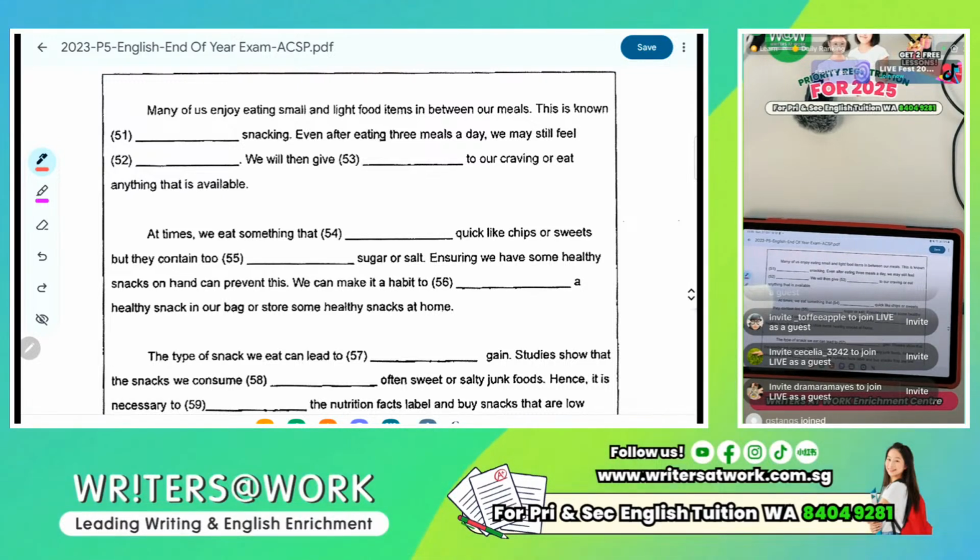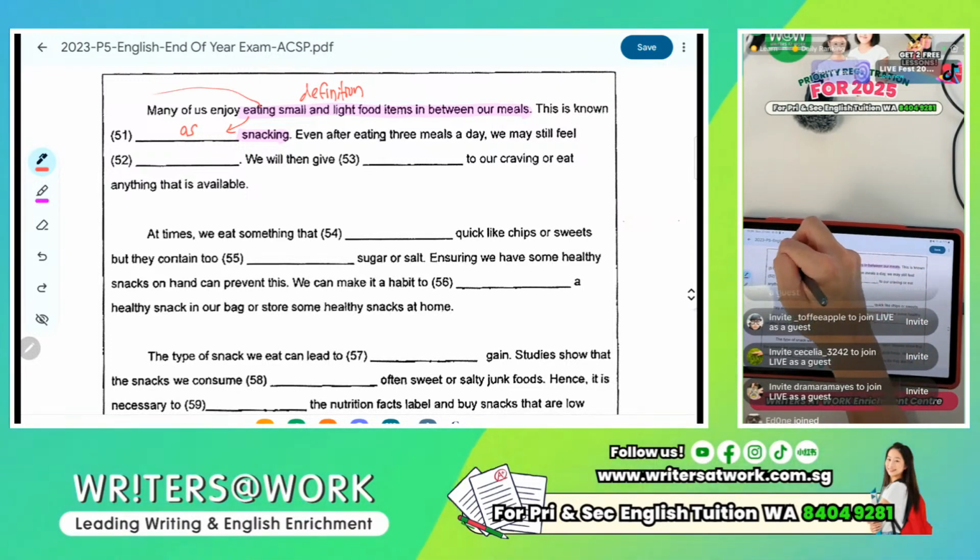Many of us enjoy eating small and light food items in between our meals. This is known as snacking. So the definition of snacking is this: eating small light food items between our meals. So when we want to show this definition, we will say it is known as. Okay? Even after eating 3 meals a day, we may still feel dash.